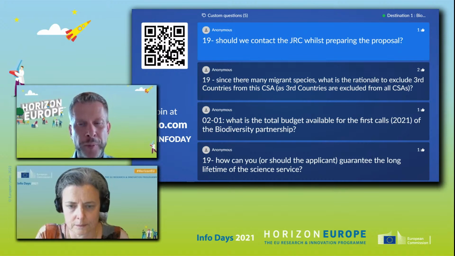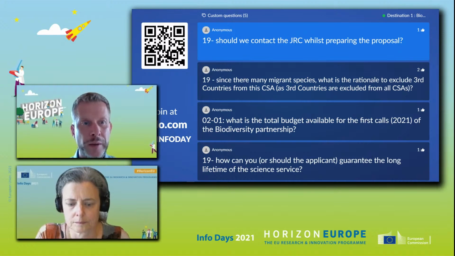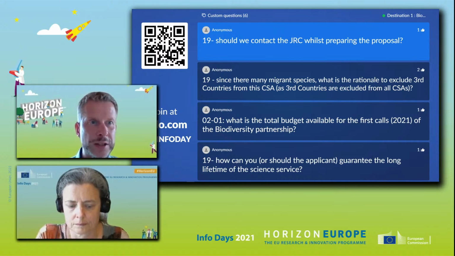That is very much up to the consortia whether they wish to do so, as there should be an explicit reference to the foreseen coordination with the Knowledge Center on Biodiversity in the proposal. If the JRC is contacted, the JRC will need to assure, of course, that all the other applicants receive the same information as the consortia that contacted the JRC will receive from them.